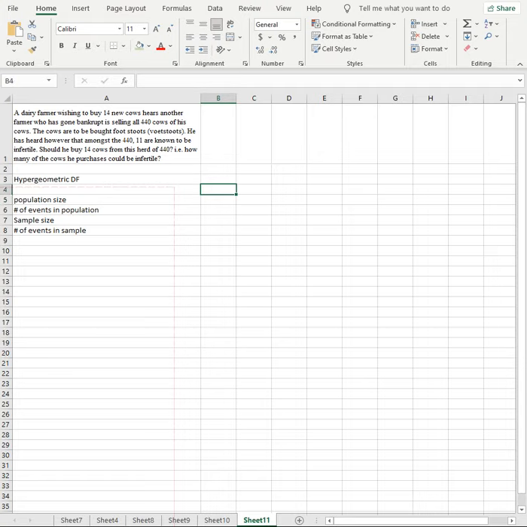So population size is how many? 440, good. How many events in the population, i.e. how many infertile cows are there? 11. What's the sample size? 14, no surprises there. And what are the number of events in the sample? And we don't know. That's what we're going to try and figure out.